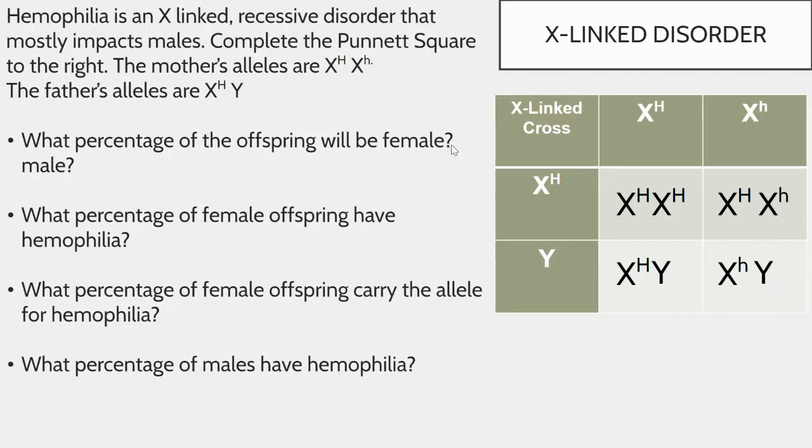All right, let's look at these questions. What percent of the offspring would be female? Well, these two are female because they're both XX. These two are male because they're both XY. So 50% are female and 50% are male.